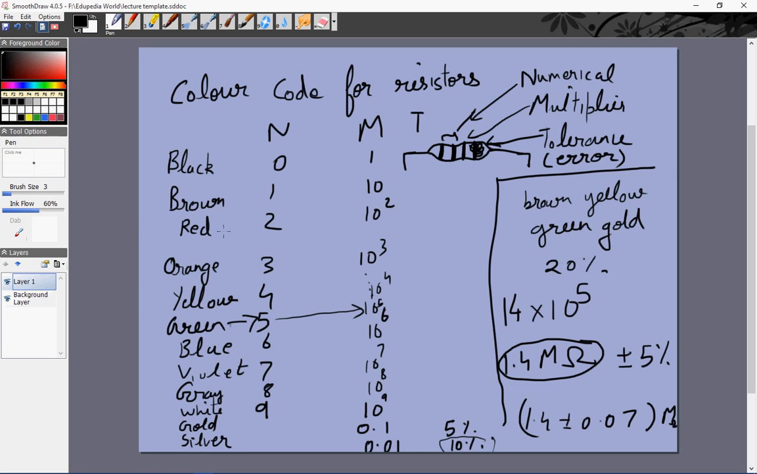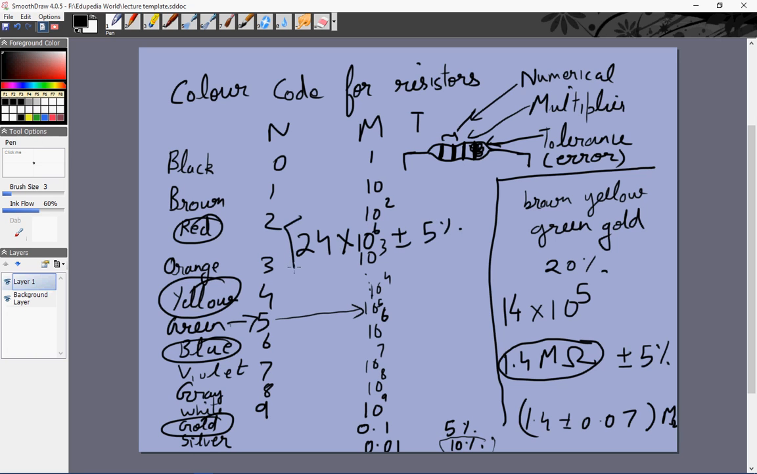I'll just take another random example. Let's say you have red as the first, yellow as the second, blue as the third, gold as the fourth. So red and yellow would be 24, blue would be 10 to the power 6. So 24 into 10 to the power 6, and gold would be 5%. Plus minus 5% of that. This would be the resistance.